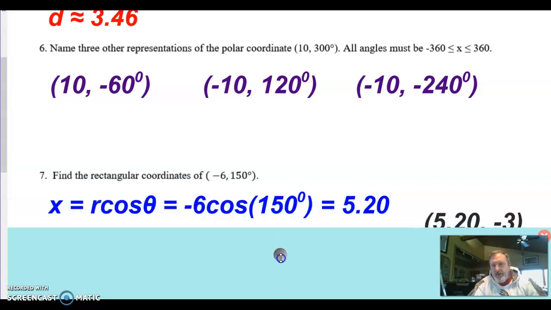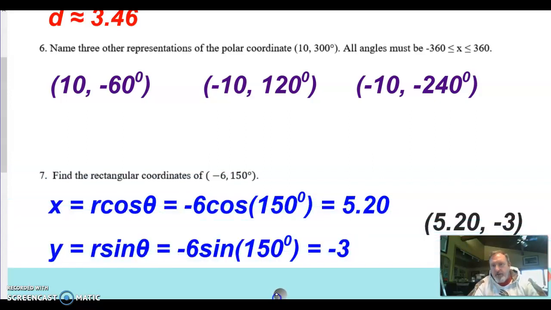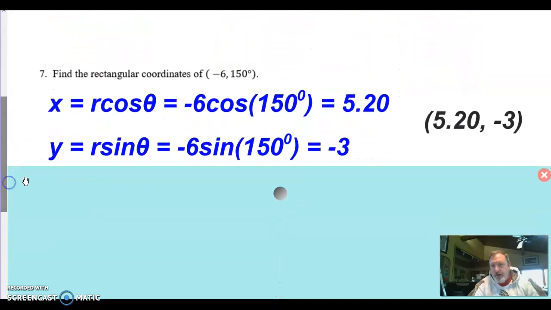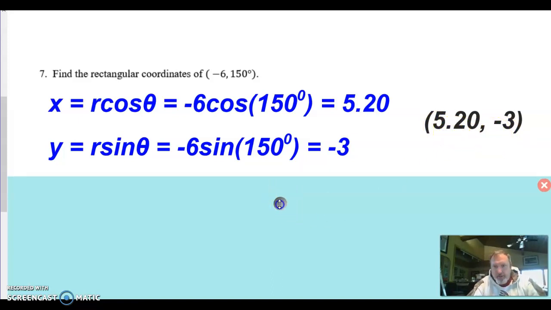All right, number 7, rectangular coordinates. So x is r cosine theta, y is r sine theta. Here's your r and theta. So negative 6 cosine of 150, negative 6 sine of 150. Again, because this is in degrees, make sure you're in degree mode. Here's my x and y. So my rectangular coordinates here, 5.2 and negative 3.